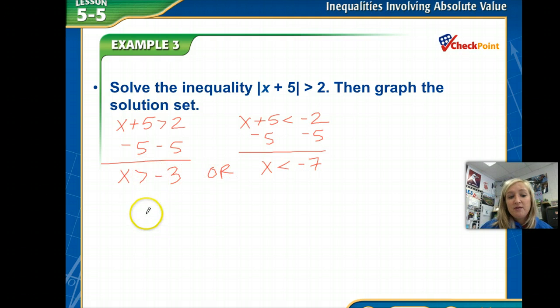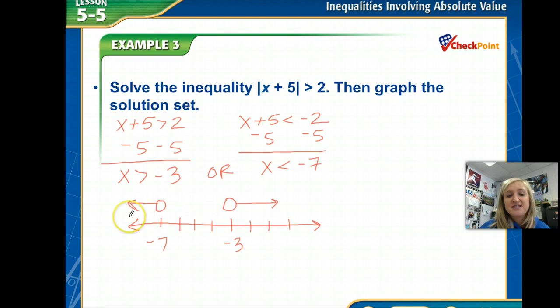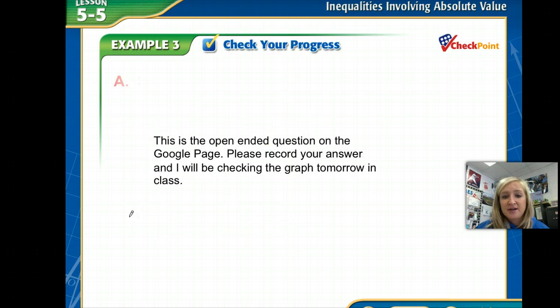All right, so here are my two solutions. On my number line, I have -7 down here. It's an open circle. It's everything less than -7, -6, -5, -4, -3, -2, -1, 0. It's an open circle at -3, and it's going in the opposite direction. It's everything greater than -3. All right, hopefully you got the same answer.